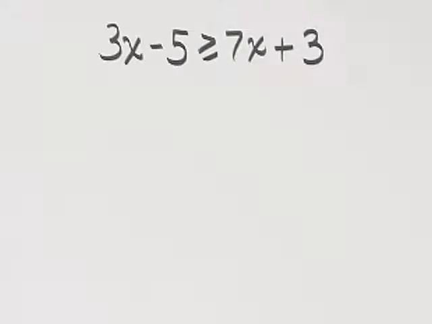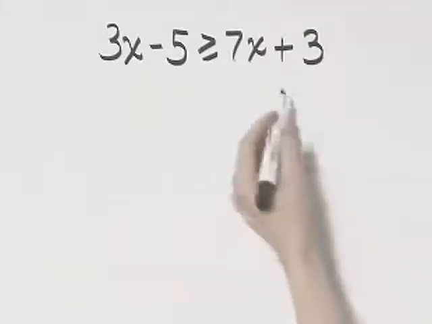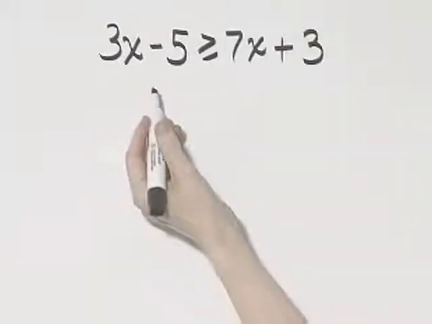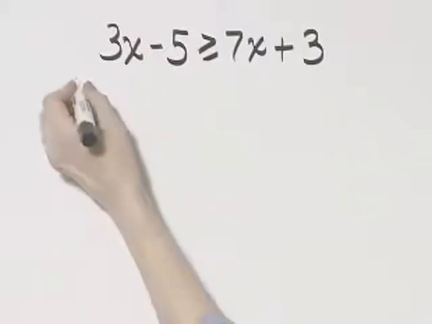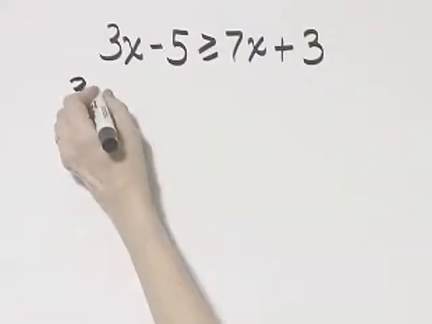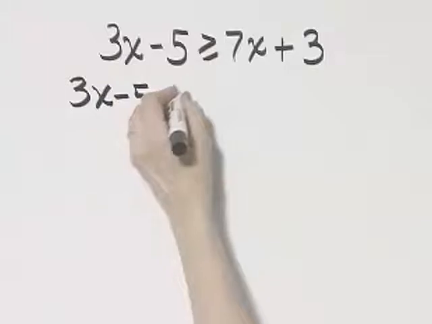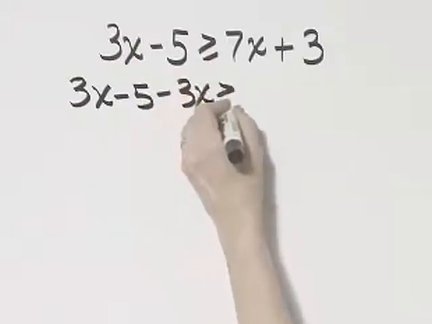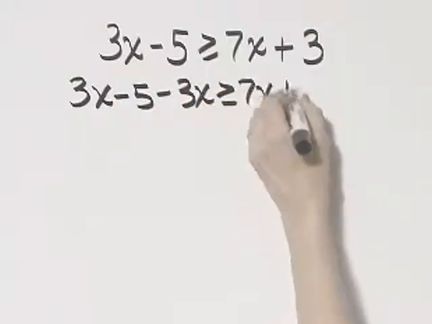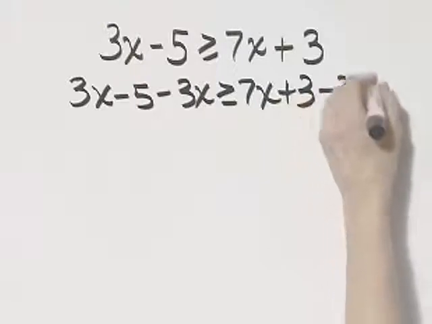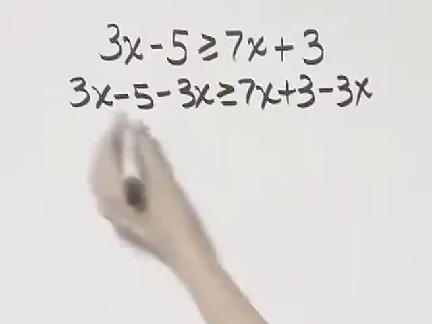Let's solve this inequality and then graph, and we do want to write an interval notation, but first let's concentrate on solving. I will begin by subtracting 3x from both sides. So here's my left side, subtract 3x, and here's my right side, subtract 3x. And now let's simplify the left side.